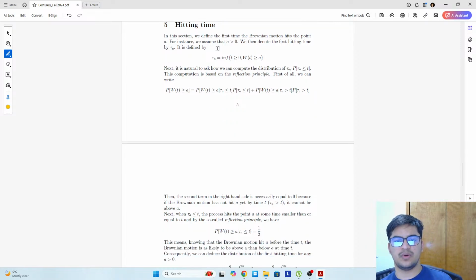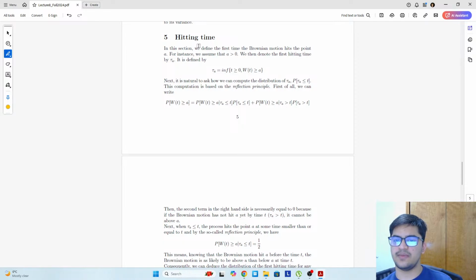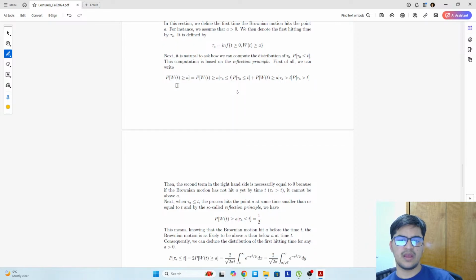Let's move on to a new topic. It's called hitting time. In this section, we define the first time the Brownian motion hits the point A. For instance, we assume that A is greater than 0. We then denote the first hitting time by tau A. It is defined by tau A equals the infimum of t greater than or equal to 0 such that Wt is greater than or equal to A. Next, it is natural to ask how we can compute the distribution of tau A, the probability that tau A is less than or equal to t. This computation is based on the reflection principle.